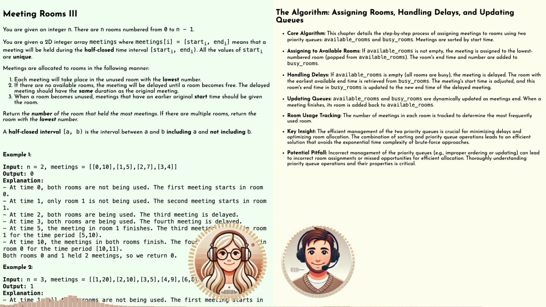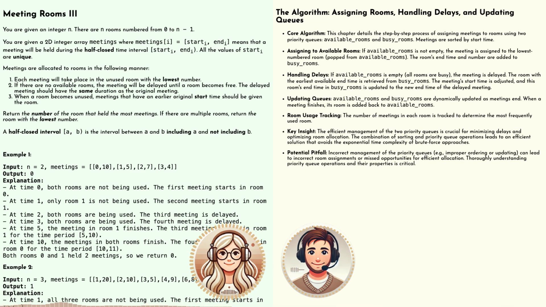Exactly. So now we're at a crossroads. We ask ourselves, do we have a room available or are we all booked up? Right. If there's an available room, I'm guessing it's pretty straightforward. Yeah, it is. We grab that room from the top of the available rooms queue, assign it to our current meeting, and then we add that room and the meeting's end time to the busy rooms queue. You got it. But what if every room is taken?